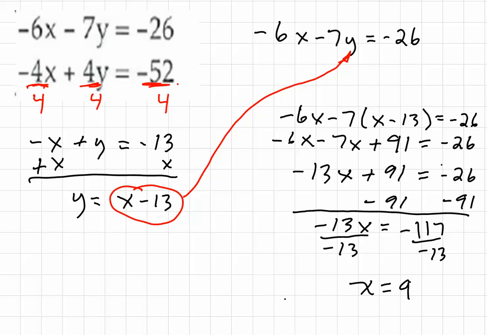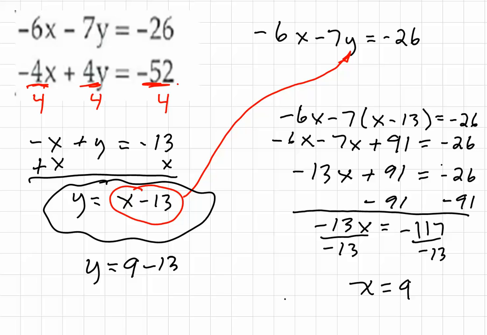Now to find what y is, we use this equation we rewrote. y equals 9 minus 13, so y equals minus 4. And then to write this in proper form, 9 comma minus 4.